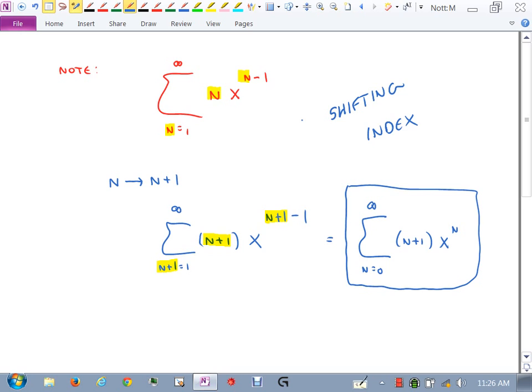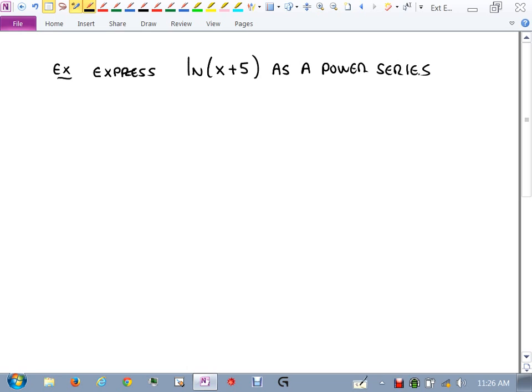Okay. What's the next one I want to do? Express the natural log of x plus 5 as a power series. We have not had that, right? I mean, the only thing right now that we really know about is that 1 over 1 minus u, right? Or 1 over 1 minus x. That's the only one we really know the power series of, right, at this point? Somehow that's connected to this.